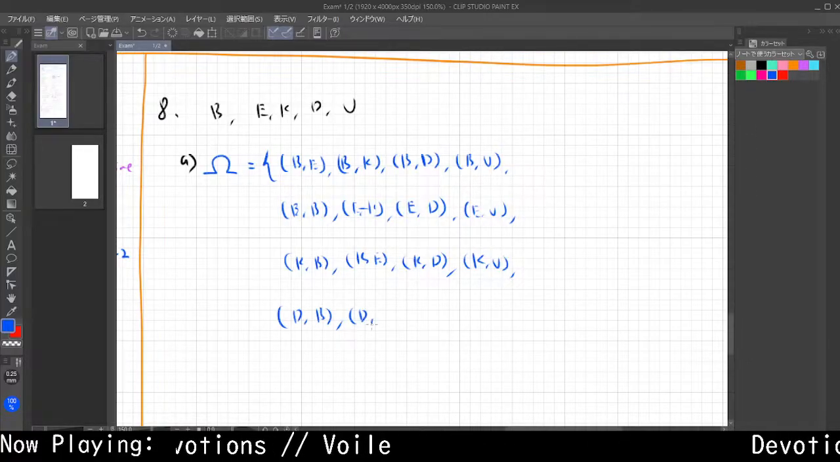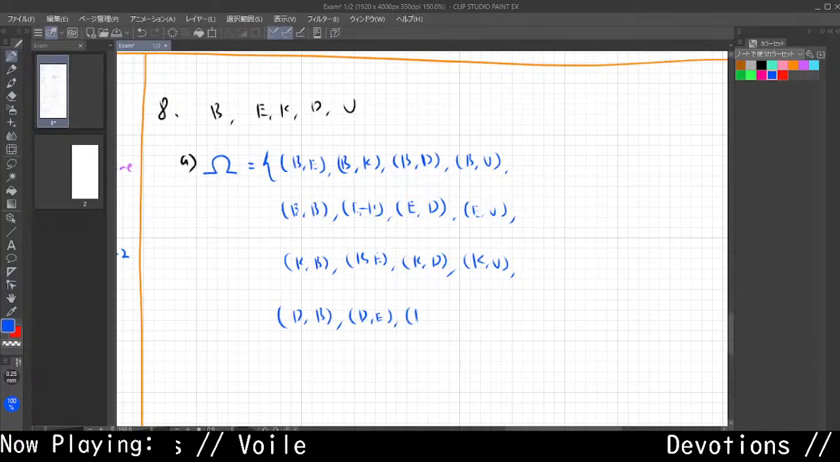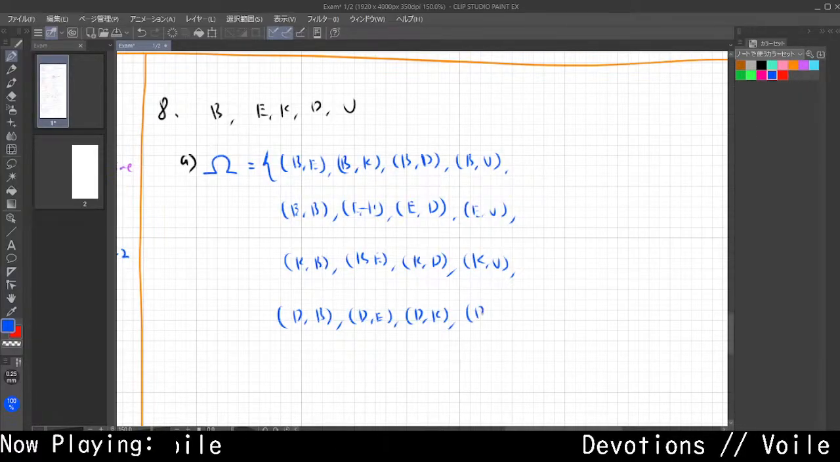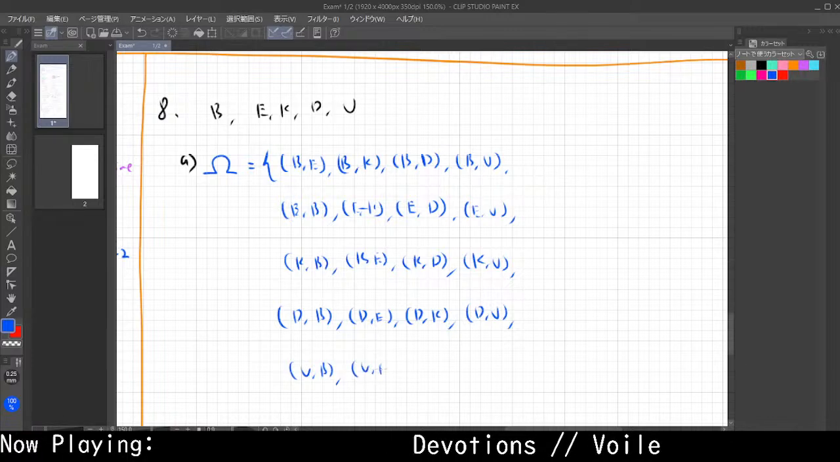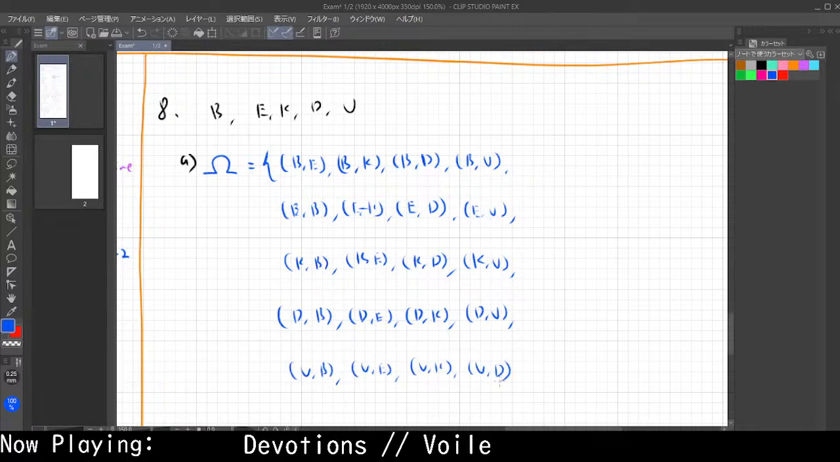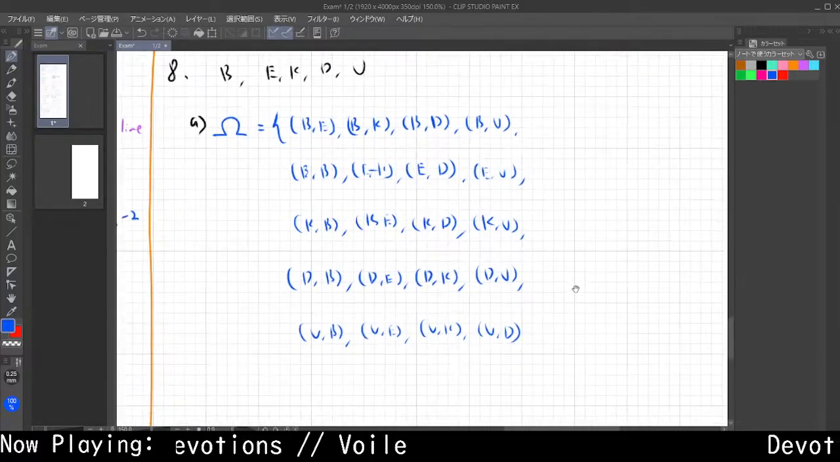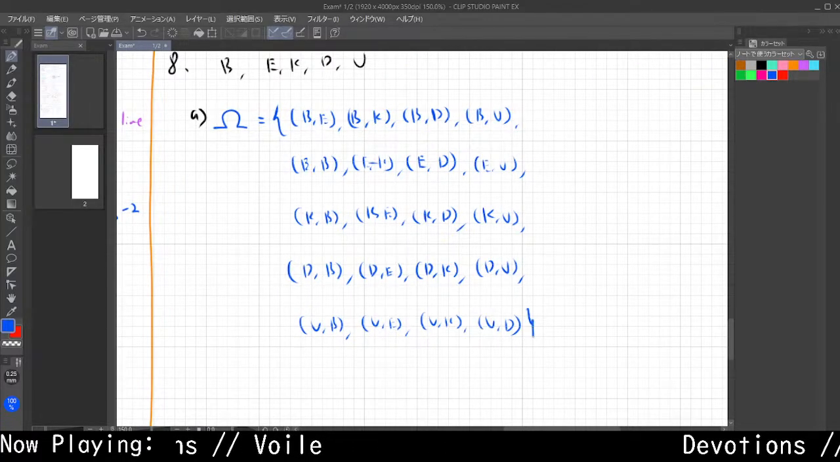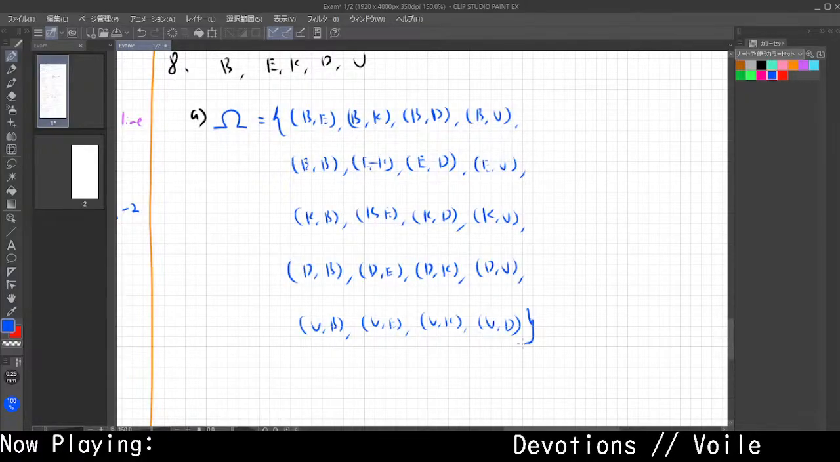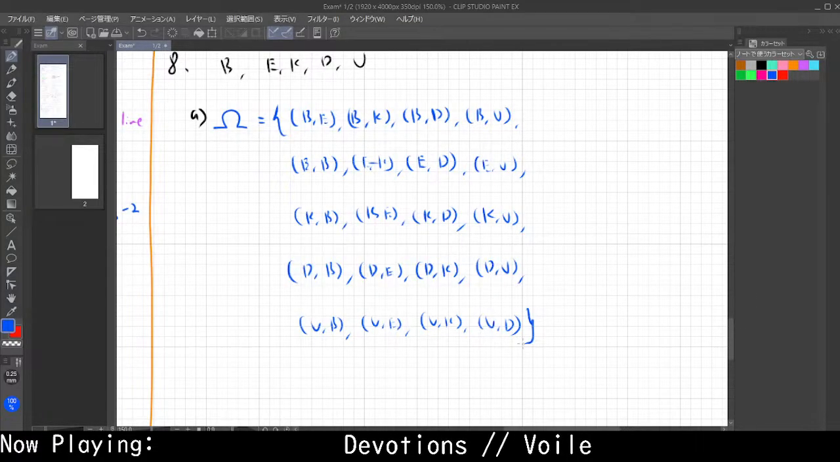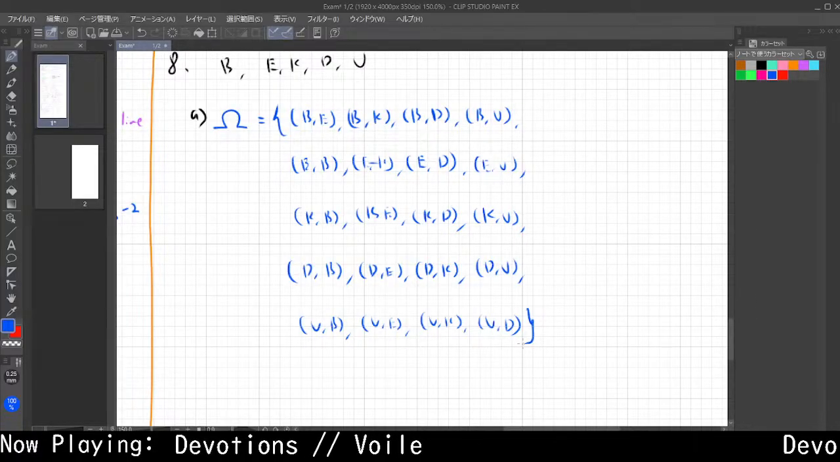DB, DE, DK, DU, UB, UE, UK, UD. A total of 20 possible outcomes. Close the set. Okay, so this is a sample space. It is a set that contains all the possible outcomes for this event, which involves choosing 2 letters one after another.